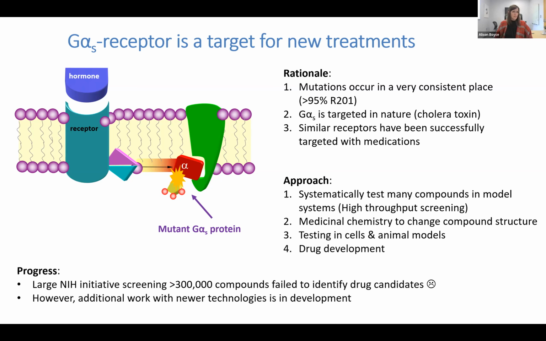So this is an approach people have been working on for a long time. At NIH, we spent 10 years working on this approach. We tested over 300,000 compounds and unfortunately failed to identify any drug candidates. However, I don't think all hope is lost. This technology is improving all the time. I know there's a number of other groups who are working on this approach and that have access to newer technologies. So I do think this is something we may see down the line.